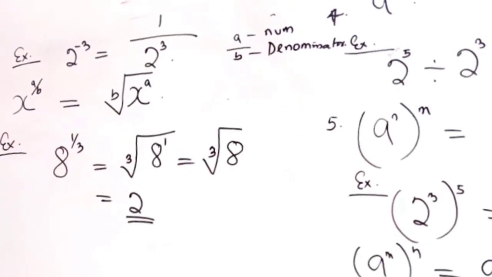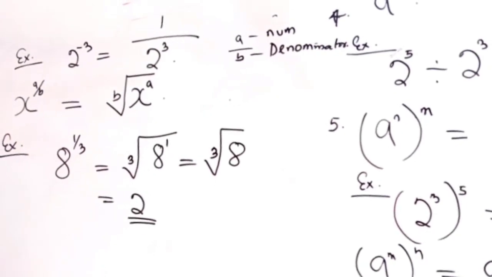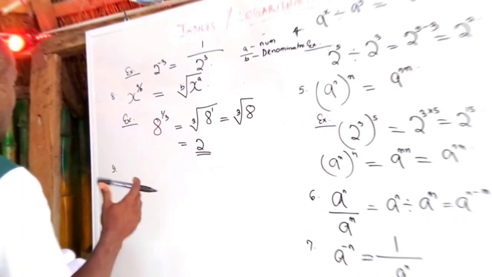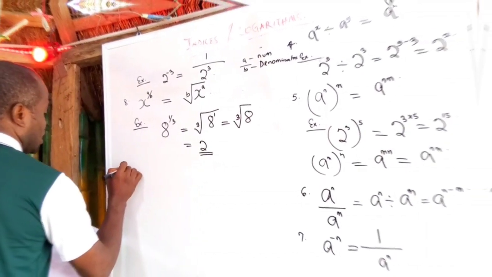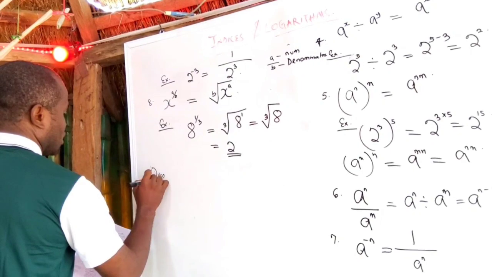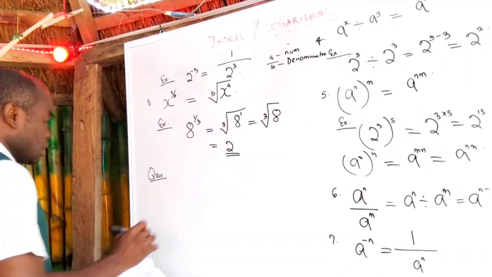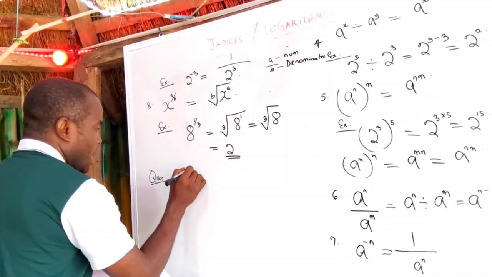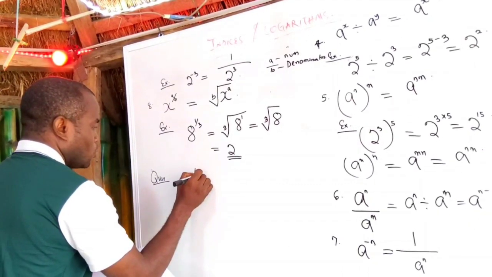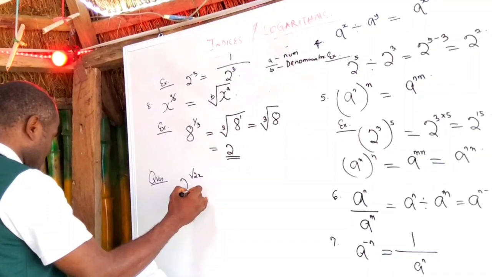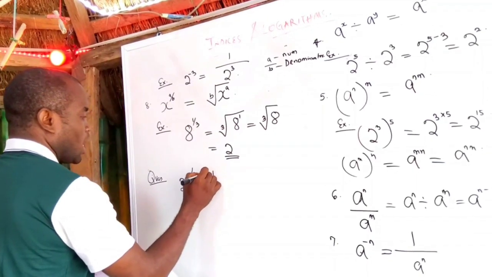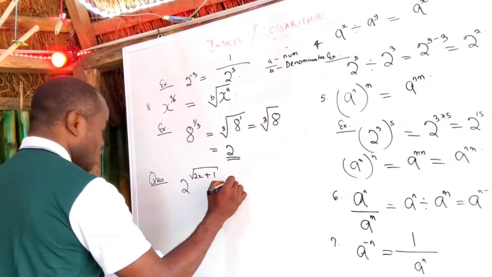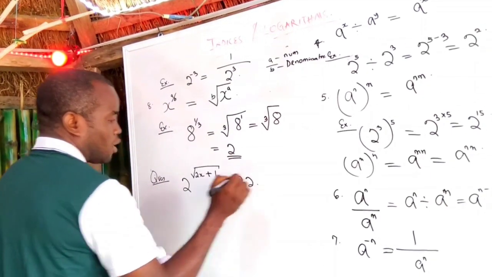This is a 2021 WAEC mathematics objective question. And the question is: 2 raised to power 2x plus 1 equals 32.